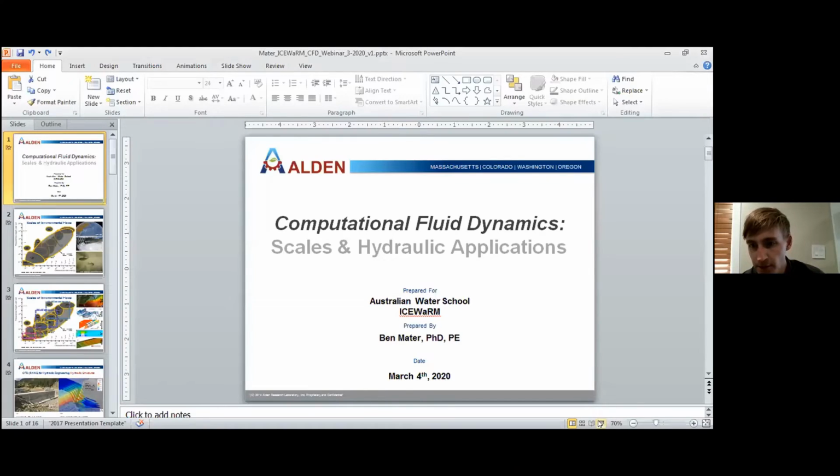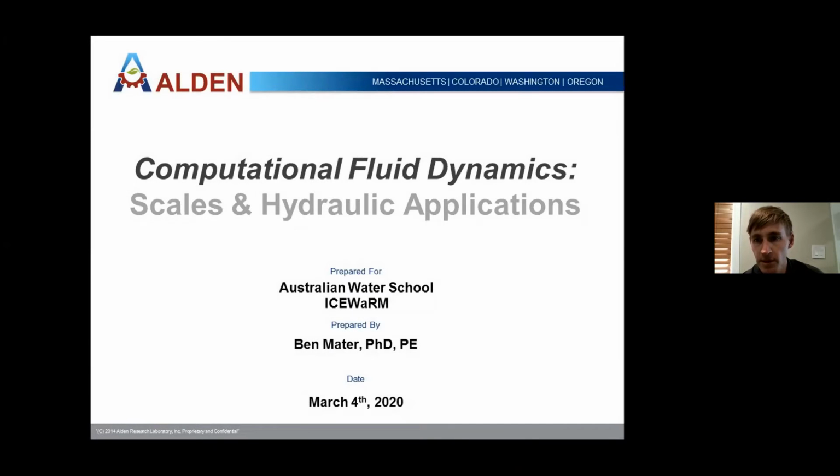Thanks, Mitchell. All right, so we're moving to smaller scales here, a little more sophisticated modeling, computational fluid dynamics. So 3D CFD is what I'll be talking about, in particular how it fits in the range of spatial and time scales that Mitchell was hinting at, and then showing some hydraulic applications of CFD that I've come across in my time at Alden.